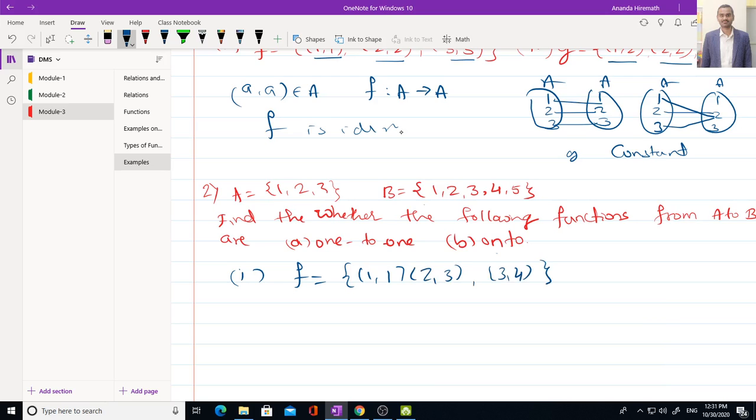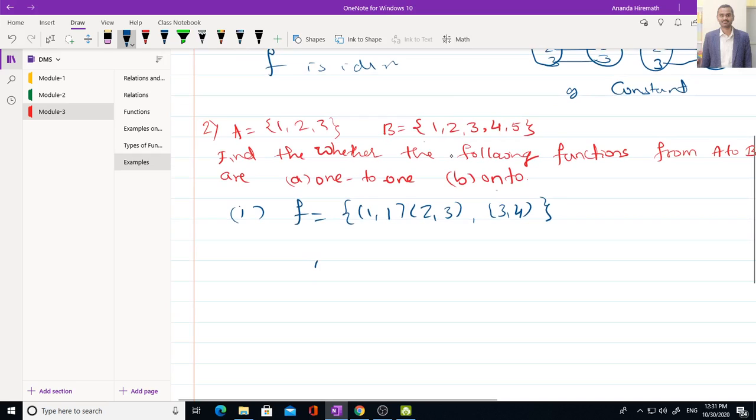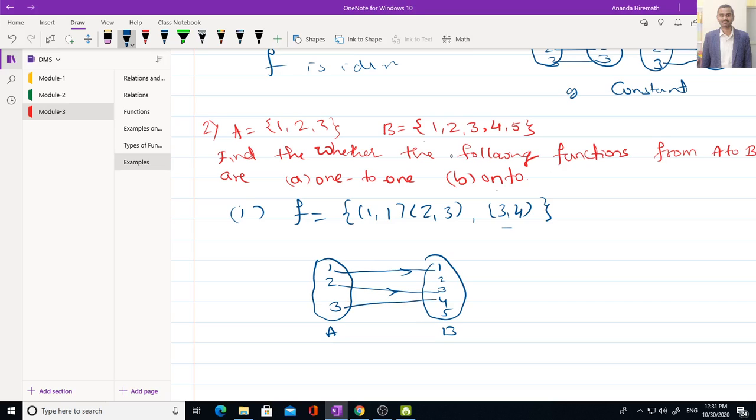Now we need to check whether this is a one-to-one function. To check it, it is better to draw an arrow diagram. First you write the elements of A: 1, 2, 3, and the elements of B: 1, 2, 3, 4, 5. This is B and this is A. And what is the function? See, 1 is mapped to 1, 2 is mapped to 3, and 3 is mapped to 4. Now whether it is a one-to-one function, yes, because every element of A is mapped to a different element of B. So we can say that it is a one-to-one function.